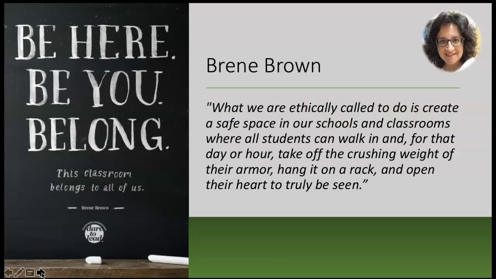So now that we're maybe starting to see how our understanding of cultural competence and intersectionality impacts our ability to create opportunities for growth and equity, or conversely, to dismantle those opportunities, let's take a look at this quote from Brené Brown. She says, "What we are ethically called to do is create a safe space in our schools and classrooms where all students can walk in and, for that day or hour, take off the crushing weight of their armor, hang it on a rack, and open their heart to truly be seen."